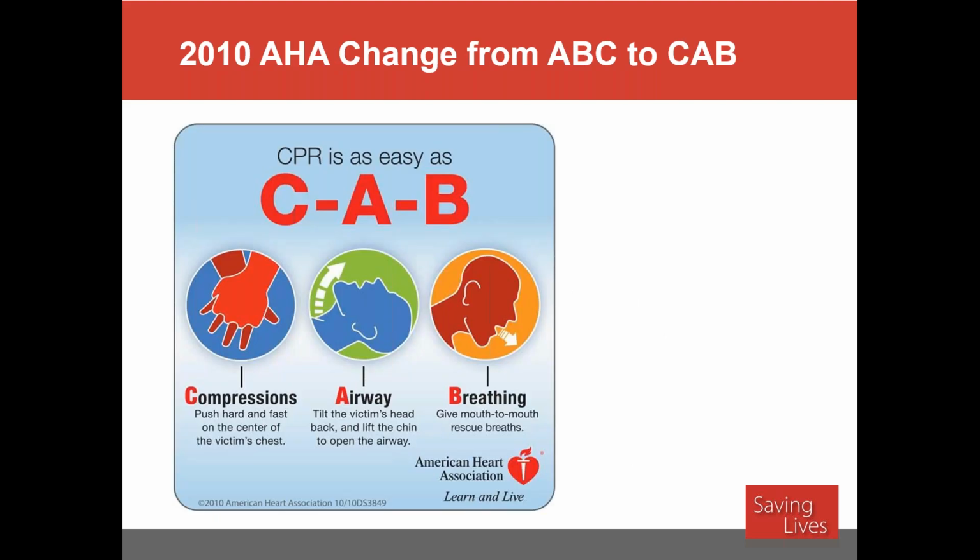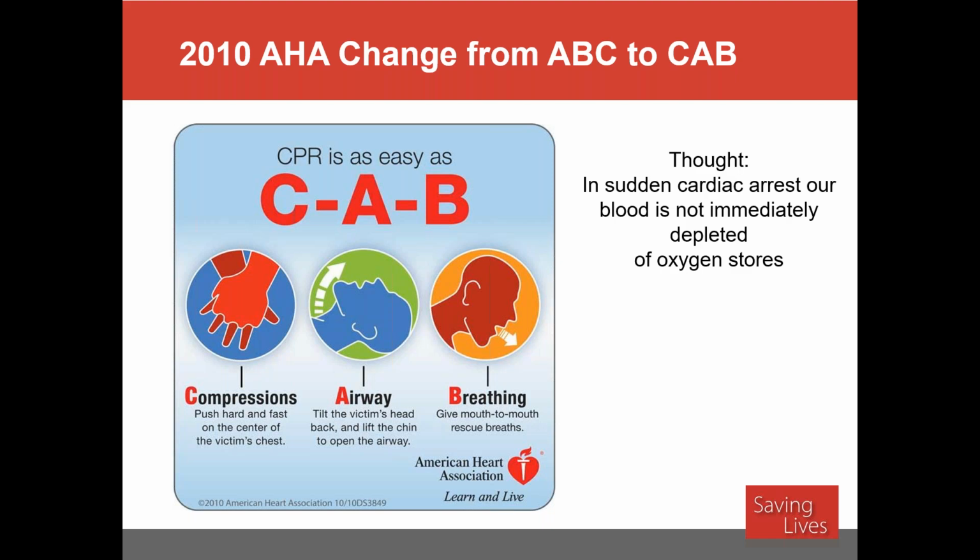So, I'm sure a lot of you remember in 2010, we made the switch from everything being ABCs to CABs, where we put more focus on compressions, airway, and then breathing. So why was this flip made from ABCs to CABs? I think one of the thoughts is that in sudden cardiac arrest, you don't immediately deplete your oxygen stores, and circulation is paramount.